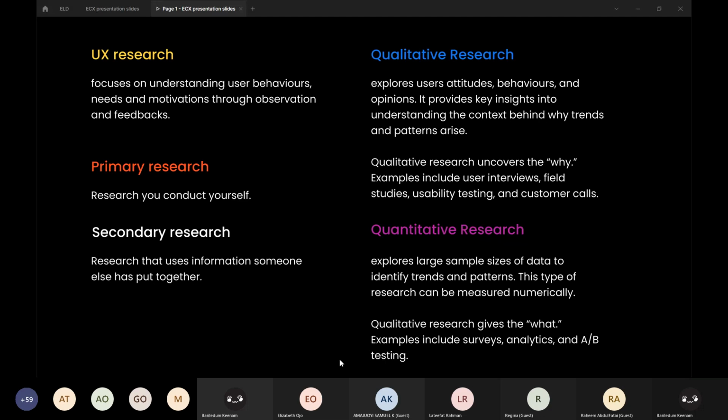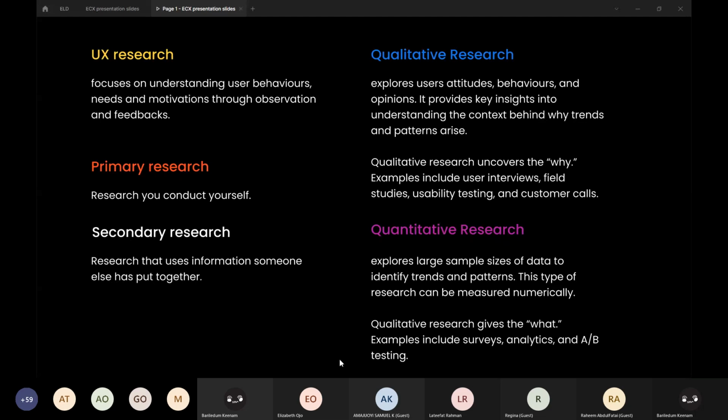So primary research, when we talk of primary research, we talk of research that you conduct yourself, one-on-one, directly with the users. It could be surveys, interviews, usability studies conducted by you directly with the users. Secondary research uses information someone else has put together. It could be information from books, articles, or journals.